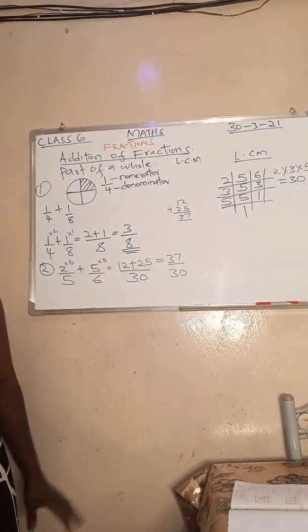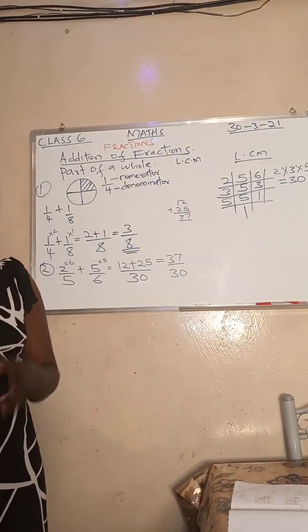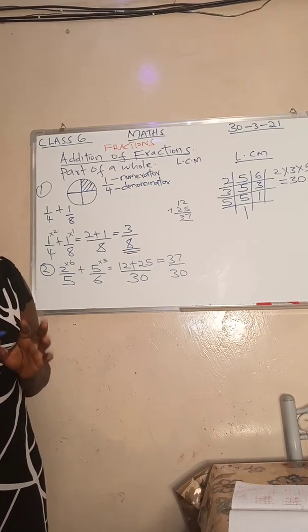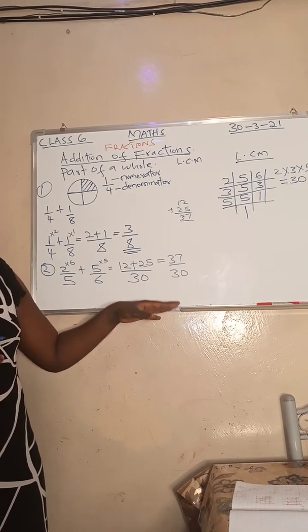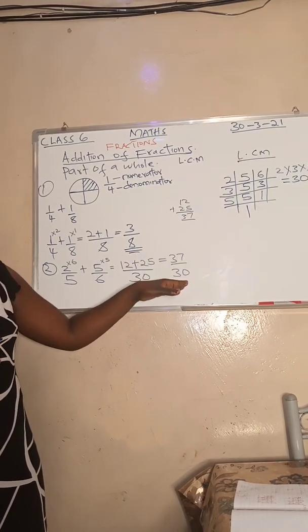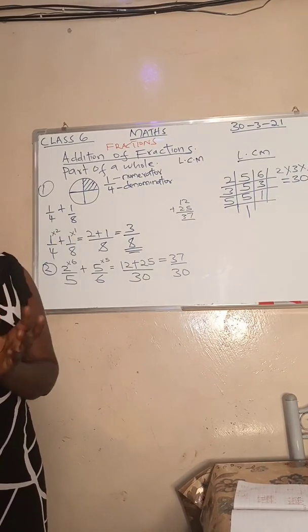Yes, it's correct. But now our answer must be simplified. So we will continue, we'll divide it the way it is, 37 divided by 30. So we can't leave our answer like that. We have to divide it to make it at least smaller or simpler.